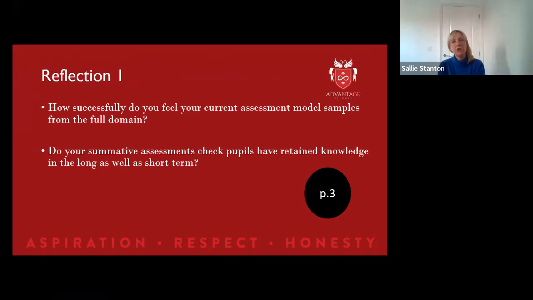But just to give you a chance to think, for your current assessment model and the summative assessments that you do throughout school: How successfully do you think they sample from the full domain, so from everything that it is you're aiming to teach pupils? And do they check that pupils have retained knowledge in the long term as well as what they've just been taught? So I'll give you a few seconds now whilst I open the groups, and then you can discuss with some of your peers in the breakout rooms.